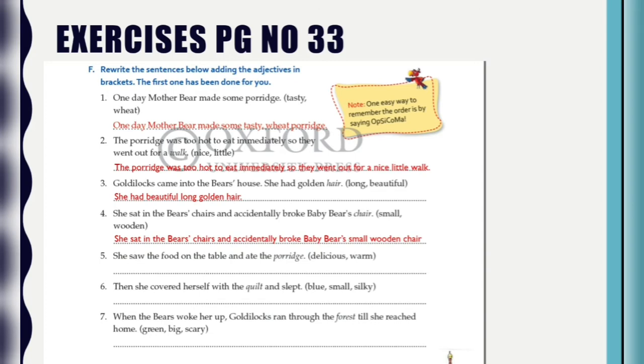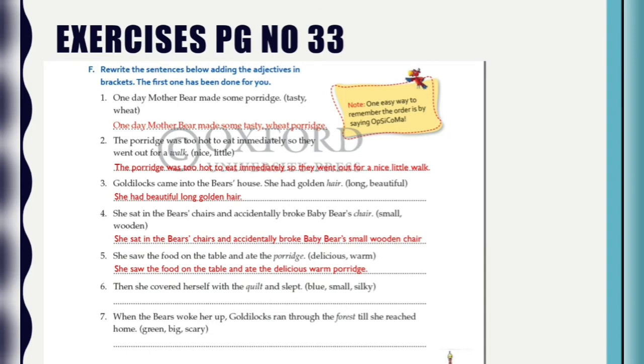Okay. Next one. She saw the food on the table and ate the porridge. Here delicious and warm. Now here you are going to see this one, delicious is an opinion, okay, and warm is related to, you can see it is related to shape, or it's also an opinion. So first you are going to use opinion and then you are going to use other things. So your answer will be she saw the food on the table and ate the delicious warm porridge.